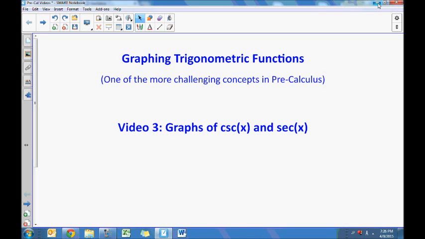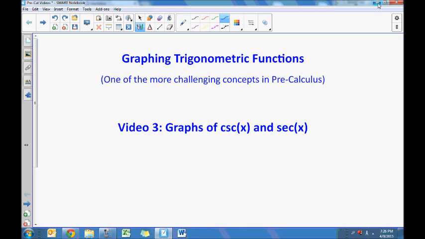This video is the third video in a series of videos about graphing trigonometric functions, which is one of the more challenging concepts in pre-calculus. In this video, I will discuss how to graph the cosecant of x and secant of x, and I will draw heavily from the content in the first video about how to graph sine of x and cosine of x.